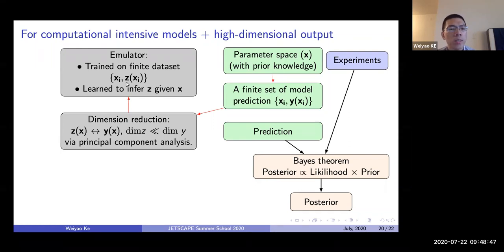And such a process is done by the principal component analysis. We'll have an exercise for that. So now you only need to train emulators on just a few principal components to mimic the variance of dozens of observables as a function of parameters.